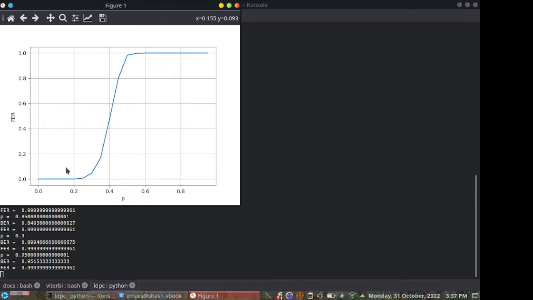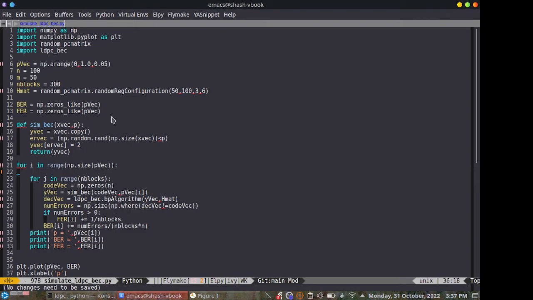But there's one thing to note over here. So what is the rate I was using? What is the rate of this code? Half. It's a rate half code. So for what p is half equal to the capacity?